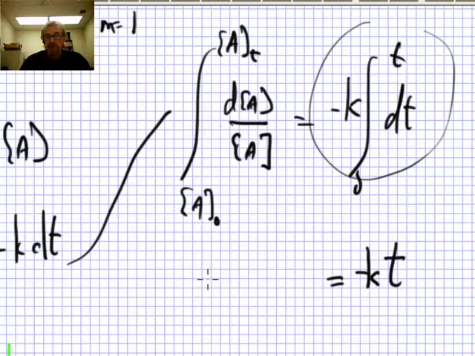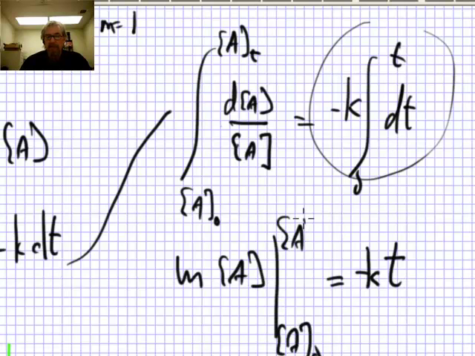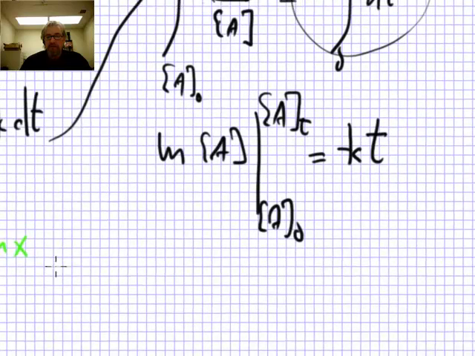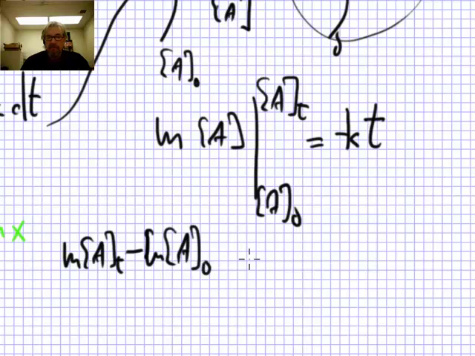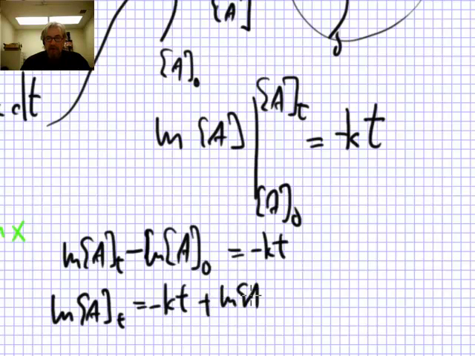On the left-hand side, we're going to have the natural log of concentration of A evaluated from A naught up to A at time t. So that works out to natural log of A at time t minus natural log of A at time naught equals minus kt. And you can imagine what we're going to do next is try and turn this into the equation of a line, which isn't hard to do. Natural log of A at time t is equal to minus kt plus the natural log of A at time naught. So here's our graphical relationship.